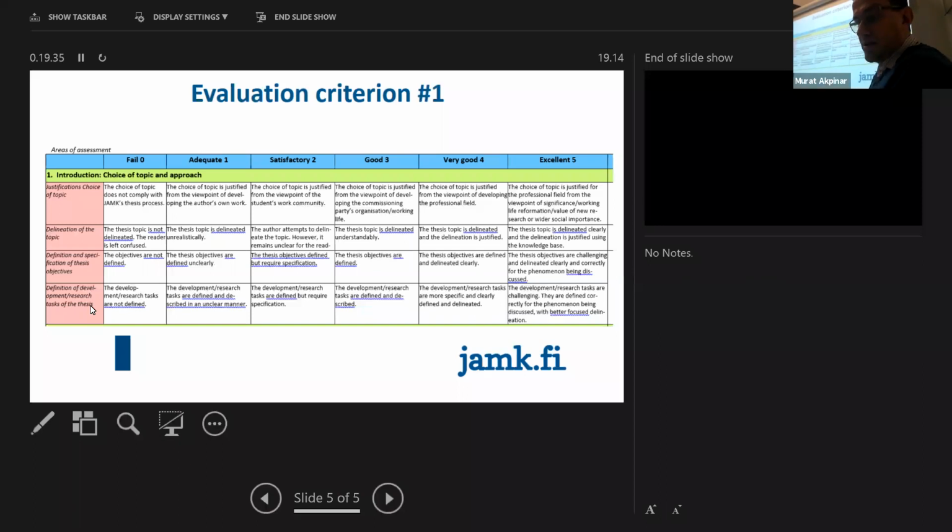So we already went through the two criteria in between, delineation of the topic. So how well you have been able to focus your research questions. Is it too broad? That is what we are going to be looking at. And definition and specification of thesis objectives. Have the objectives been delineated, defined clearly? So we are talking about section 1.3.